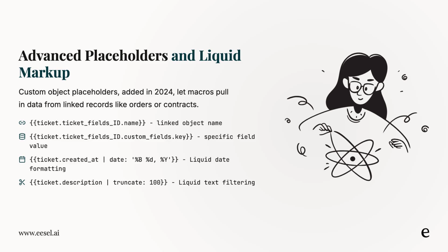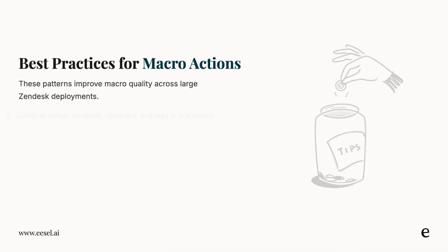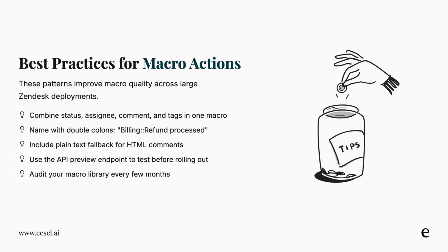Liquid markup adds formatting control. Format dates as readable text or truncate long descriptions to keep your macro output clean and consistent. The best macros combine status, assignee, comment, and tags into a single one-click resolution. Name them with double-colon categories like billing::refund processed, so agents can find the right one fast. Always include a plain text fallback for HTML comments and audit your library every few months.